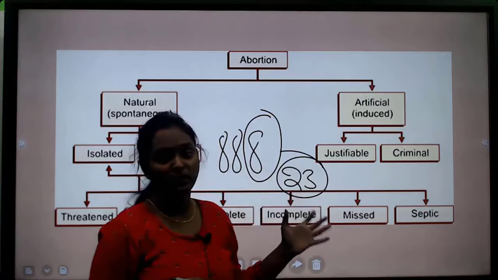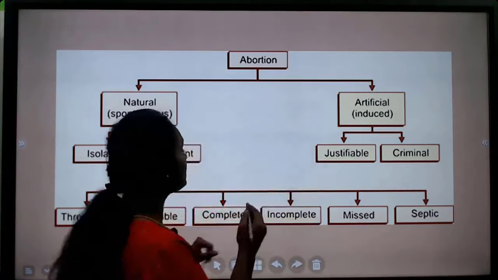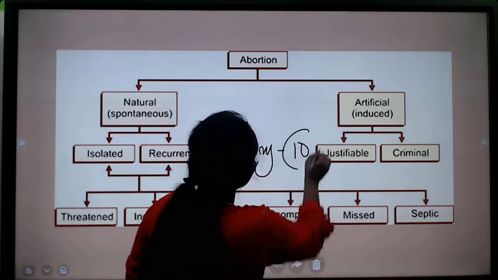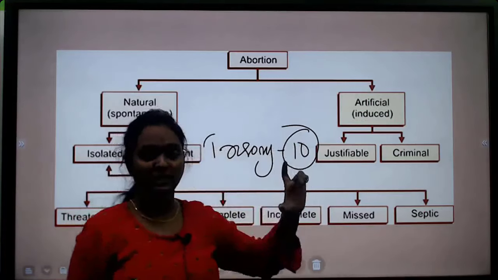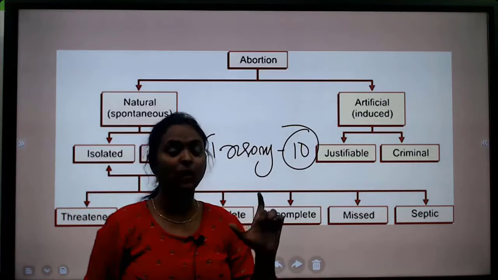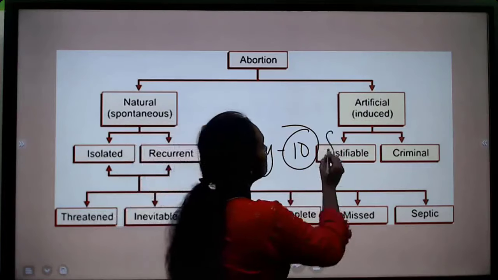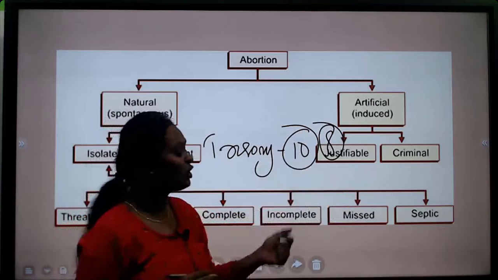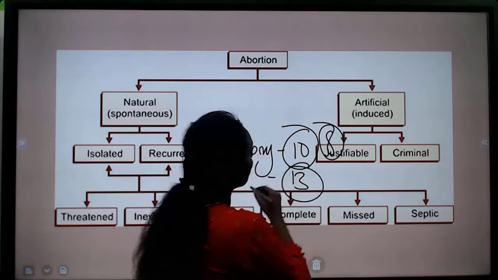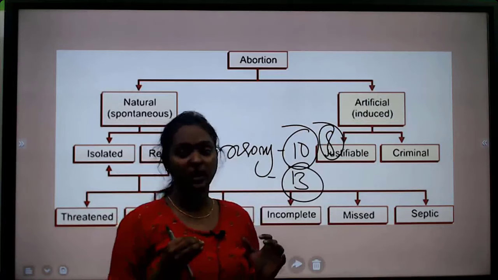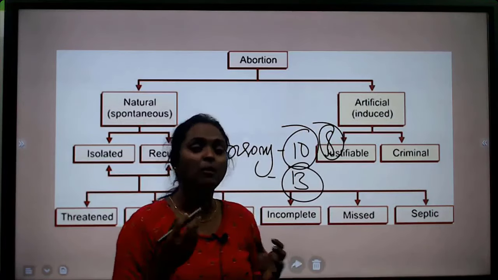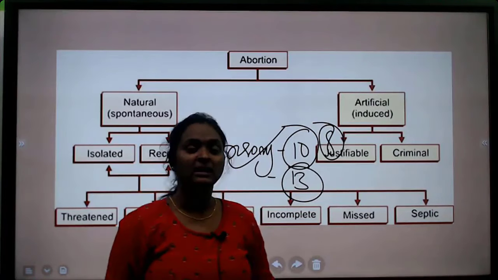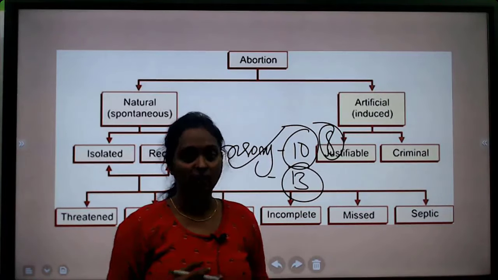Among these 23 pairs of chromosomes, where can we notice the trisomy? Trisomy means that an extra chromosome is added to a chromosome set, for example the 10th chromosome set, so we call it trisomy 10. Trisomy 13 is also there. Most probably the chromosomal defect that leads to fetal abortion is trisomy 10. Trisomy 10 gives chances of abortion in the pregnant mother.